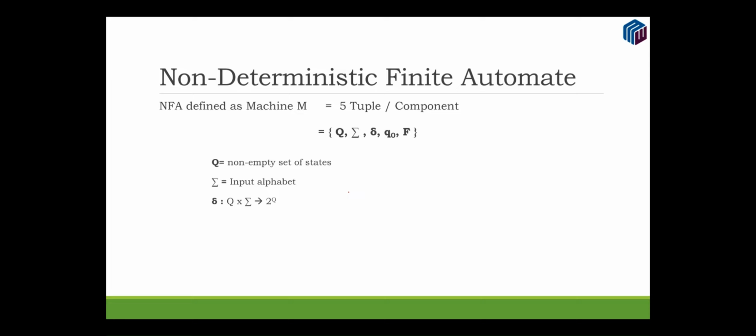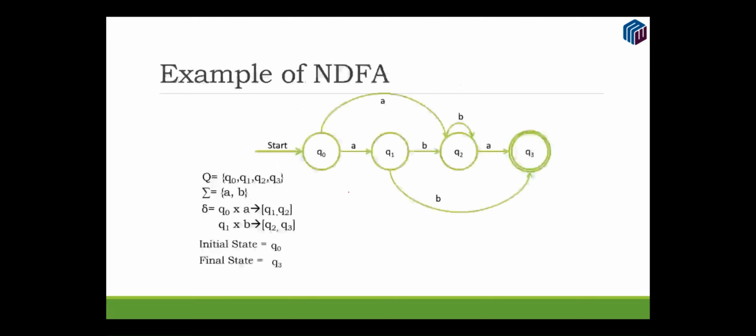Why? Because it is not moving to a single state, it is moving to multiple states. That means at one state, considering the input alphabet, it moves to multiple states. So it is 2 power Q. Q0 is the initial state and F is the final state. Now we will see an example for the NFA. Here we have the transition diagram.